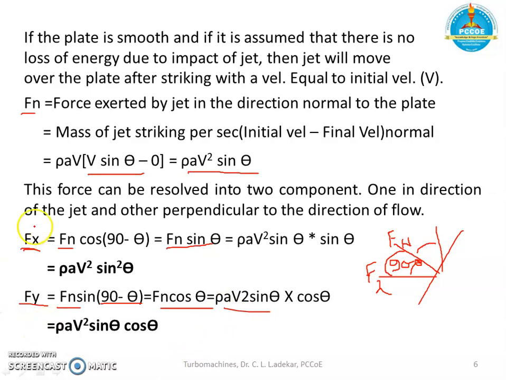So if you see the Fx and Fy, one is rho a v square sin square theta and another is rho a v square sin theta cos theta. You can very well calculate the resultant force, which will be the summation of Fx and Fy, and you can calculate the direction of the resultant also.